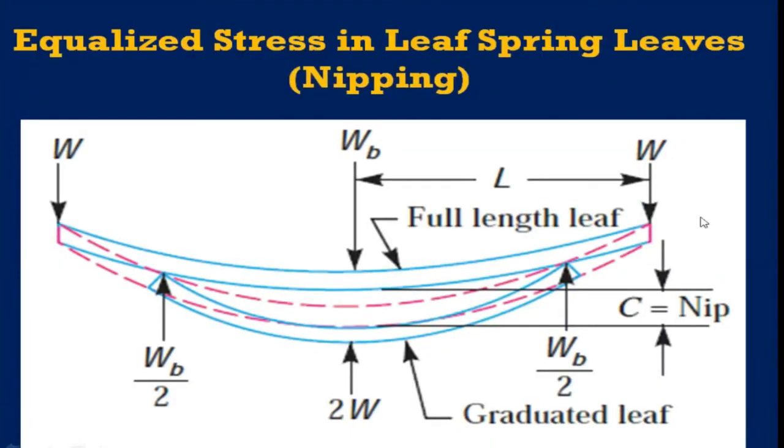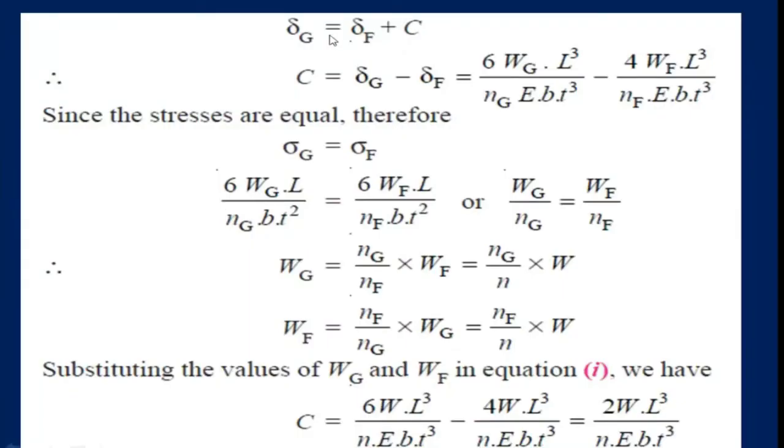So, let us say this is a line passing through the eye ends, and this is delta F, and this is C. Delta F plus C is equal to delta G. That's what we have written in this mathematical equation: delta G is equal to delta F plus C. And you know the equations for the deflections in full length and graduated leaves from our earlier discussions. So, you can write the equation for gap or nip C is equal to delta G minus delta F, and for delta G and delta F, we have the equations 6 W_G L^3 divided by n_G E b t^3, and these equations we have considered from our previous discussions.